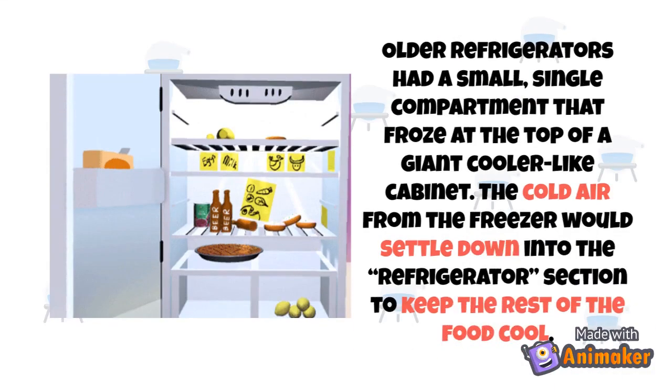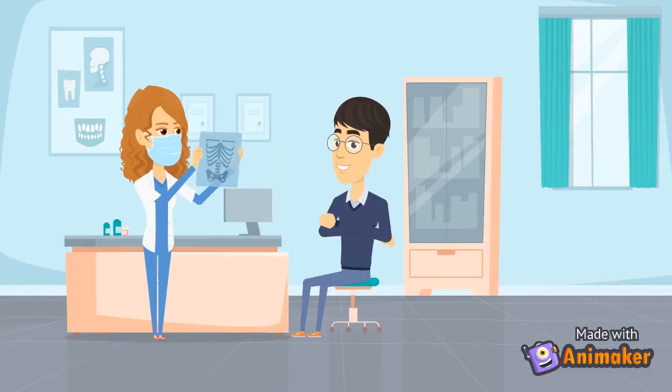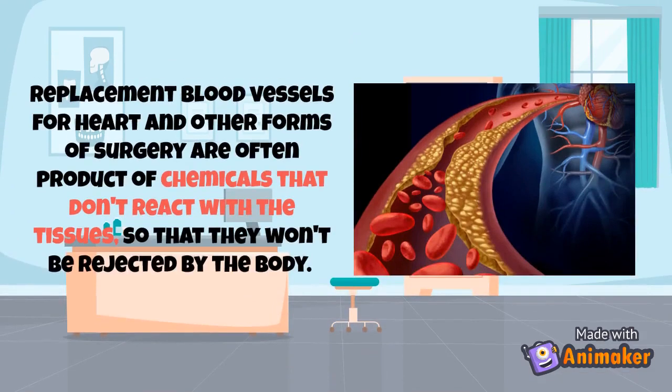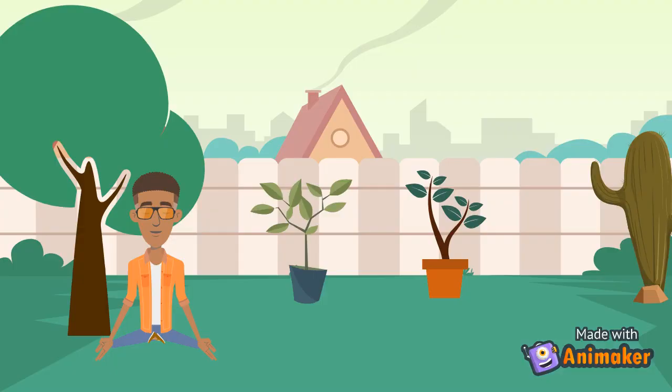On the other hand, older refrigerators had a small, single compartment that sat at the top of a giant cooler-like cabinet. The cold air from the freezer would settle down into the refrigerator section to keep the rest of the food cool. Hospitals also perform services that are related to chemical kinetics. The sutures utilized in many surgeries today don't need to be removed, because they simply dissolve within the body after a period of time. Also, replacement blood vessels for heart and other forms of surgery are often made of chemicals that don't react with the tissues, so that they won't be rejected by the body.